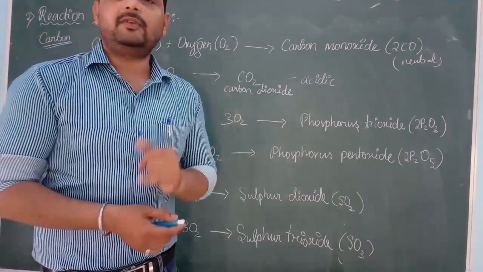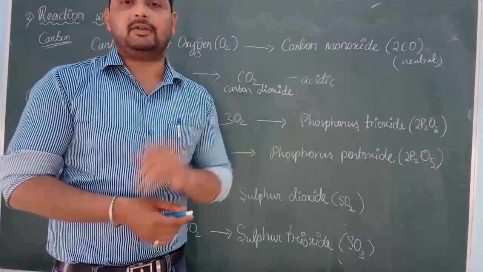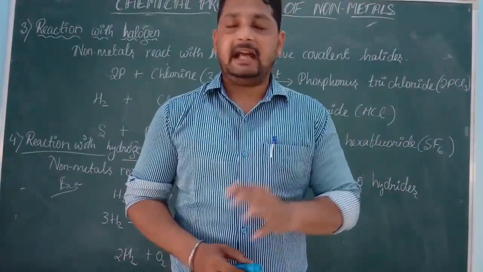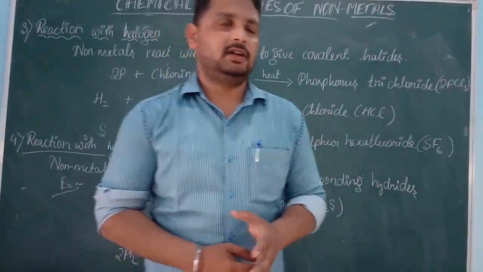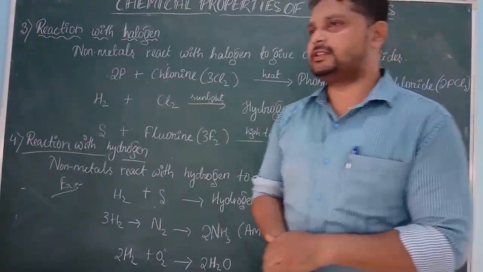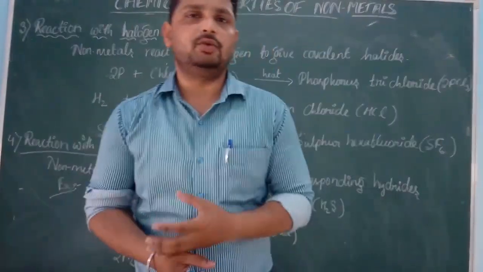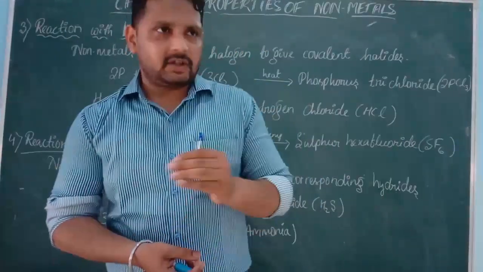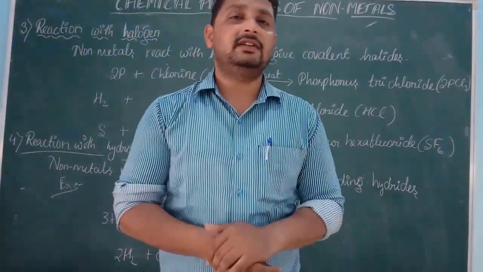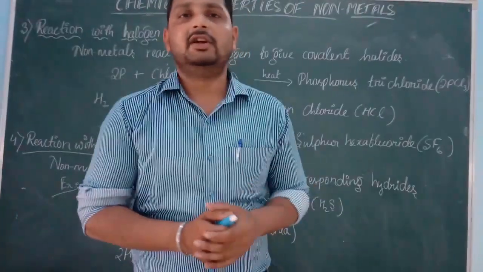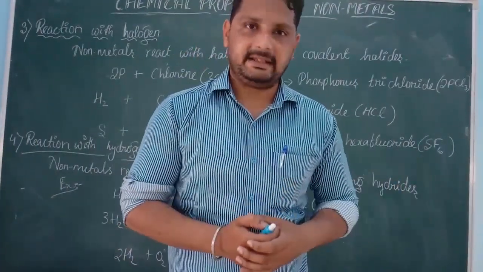Now moving on to reaction with halogens. Halogens are elements present in the periodic table in group 17, and the halogen group includes fluorine, chlorine, bromine, iodine. So let's see how nonmetals react with those substances. Generally nonmetals react with halogens to form corresponding halides.